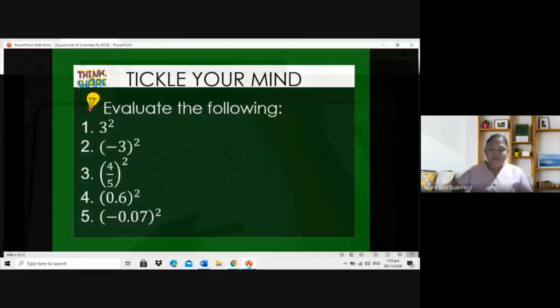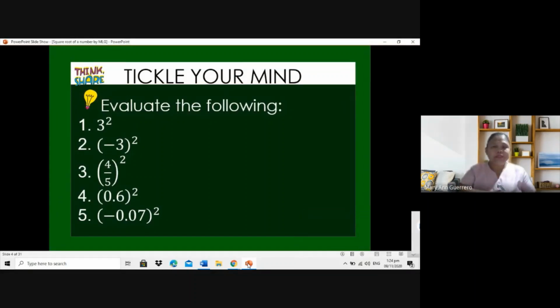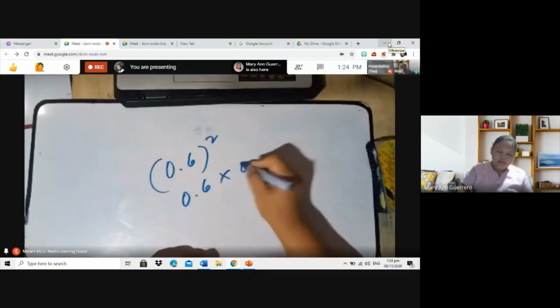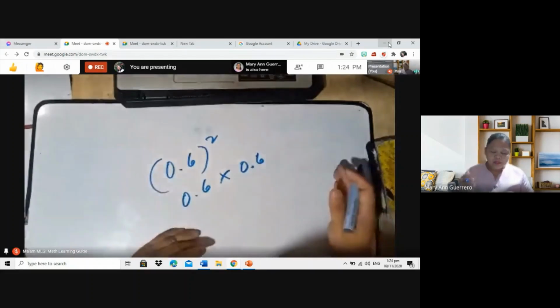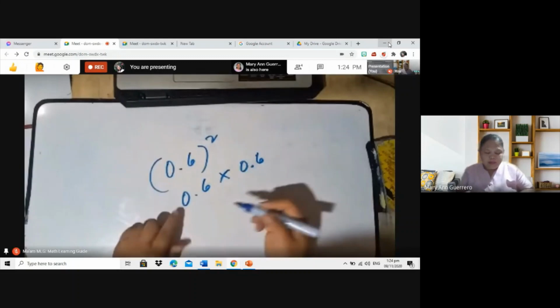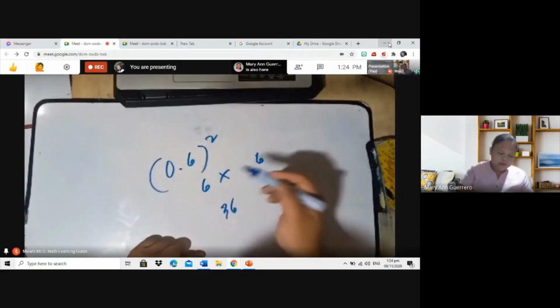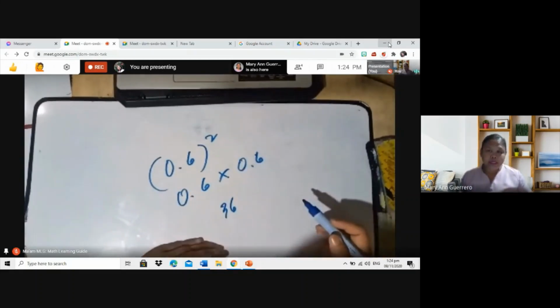Now, for the next problem, we have the square of 0.6. 0.6 is 0.6 times 0.6. So, this is the technique: remove the decimal point first. That is 6 times 6. 6 times 6 is 36. Then, put it back. Why do we put it back? To know where to place the decimal point.